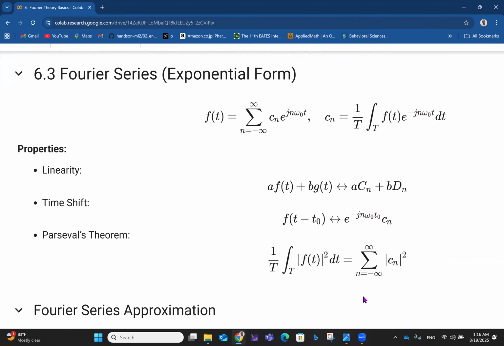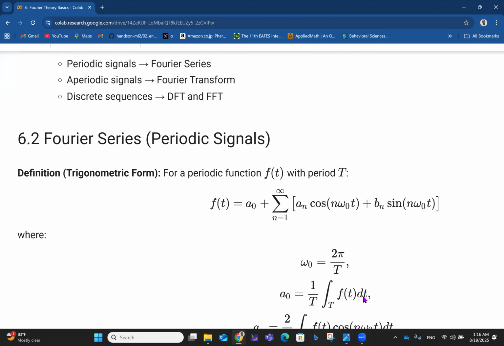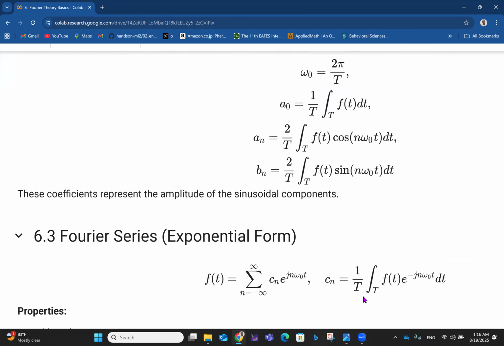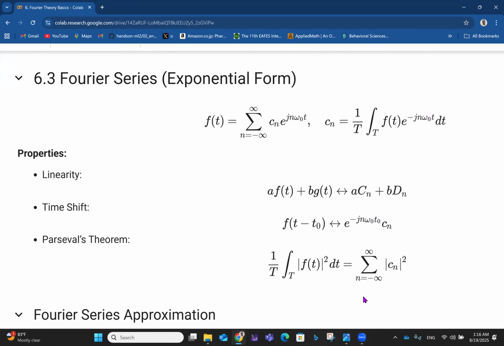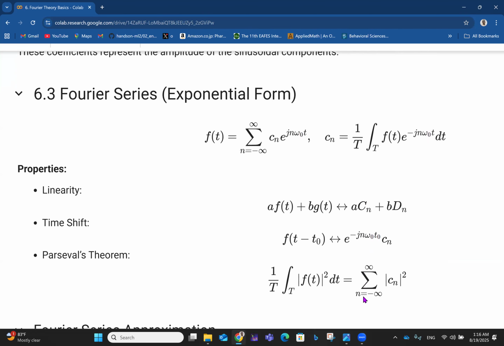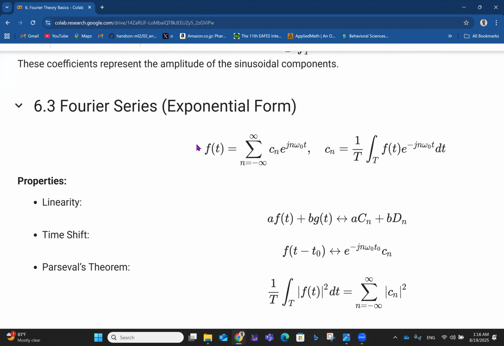Now let's talk about Fourier series. What we have seen before is the Fourier series in the trigonometric form. How about the Fourier series in exponential form? This is exactly what it is. You have f of t equals summation from n equals negative infinity to infinity of cn e raised power j n omega naught t, and cn is 1 over T integral over the period T of f of t e raised power minus j n omega naught t dt, like that.